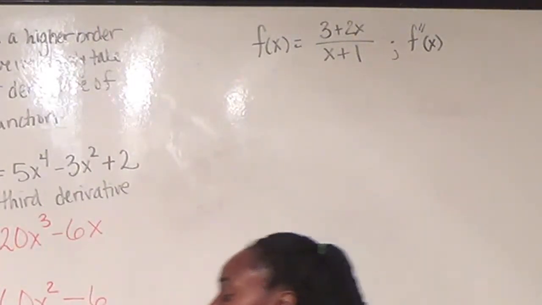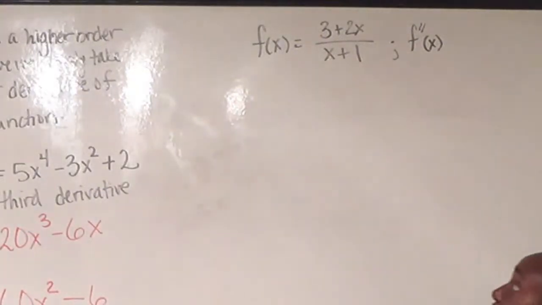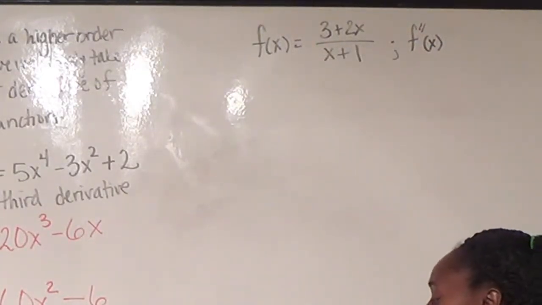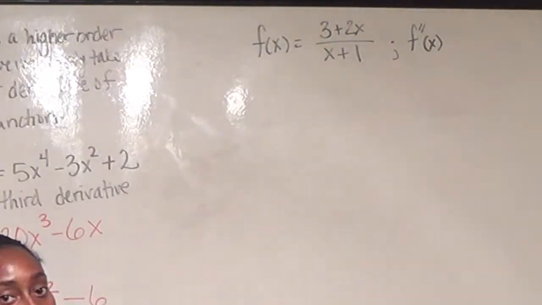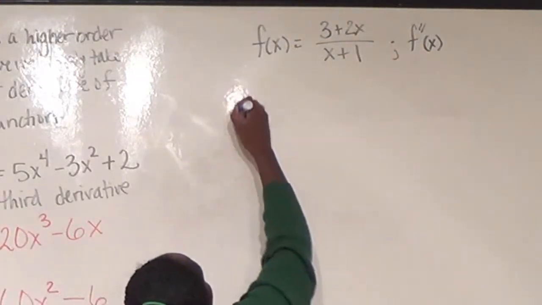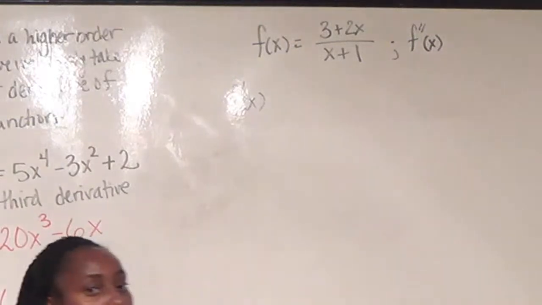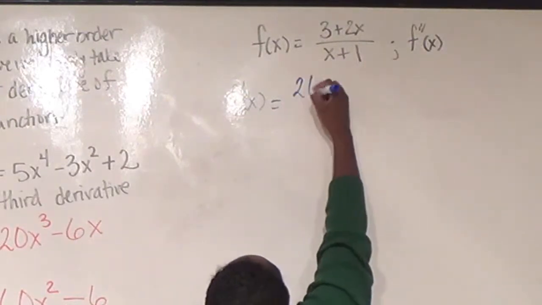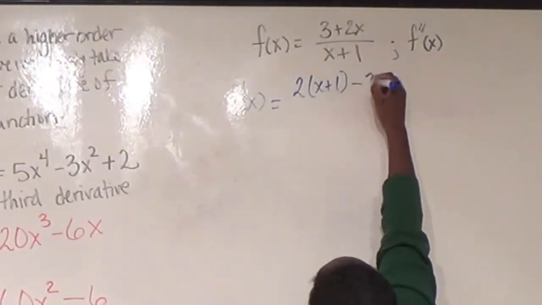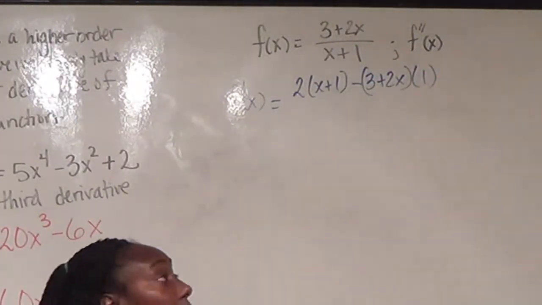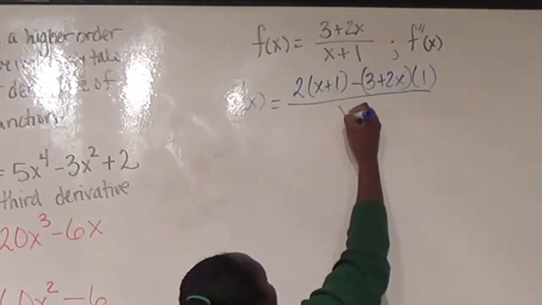Not all of them are this nice. So for example, let's look at f of x equaling 3 plus 2x over x plus 1. And let's just go to the second derivative. Well, in this case, because it's not a polynomial function, I have to use my quotient rule. Again, I'm going to start with just f prime. So looking at my first derivative, it says it's the derivative of the top times the bottom minus the top times my derivative of the bottom, all divided by the bottom squared.